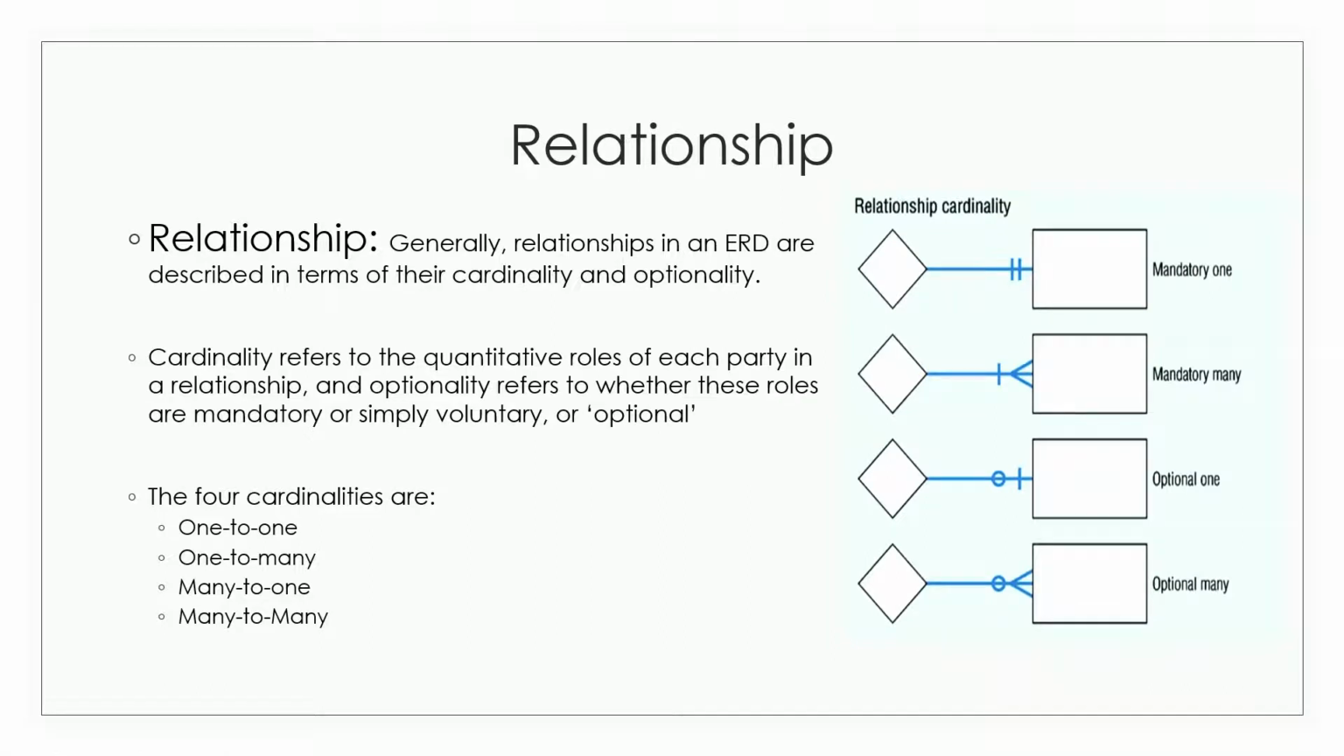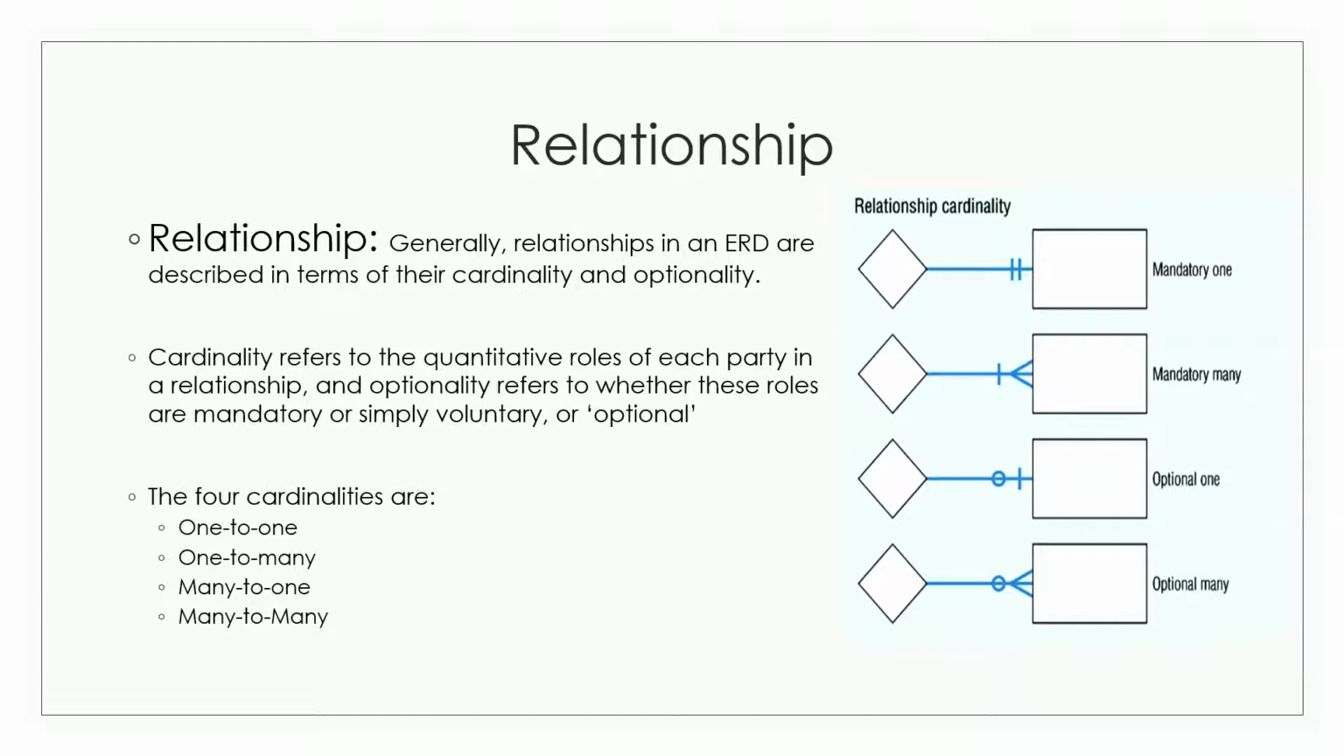Next, let's move on to the relationships in an ERD. Generally, relationships are described in terms of their cardinality and optionality. Cardinality refers to the quantitative roles of each party in a relationship, and optionality refers to whether these roles are mandatory or simply voluntary or optional. In a nutshell, this essentially describes how many times each party can be involved in the defined relationship and whether they have to be involved in the first place.